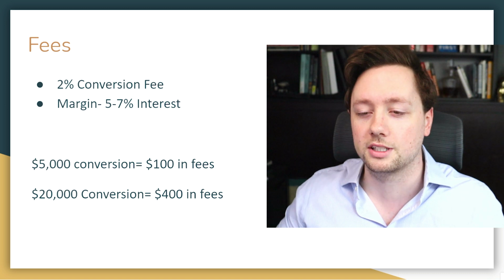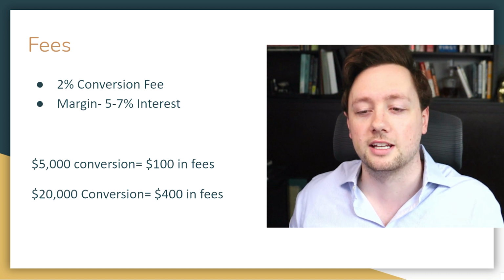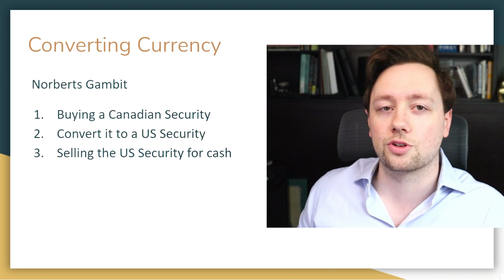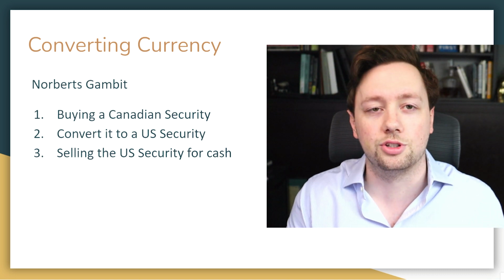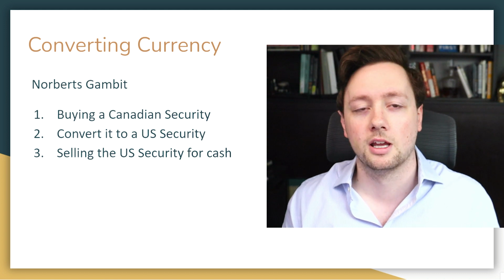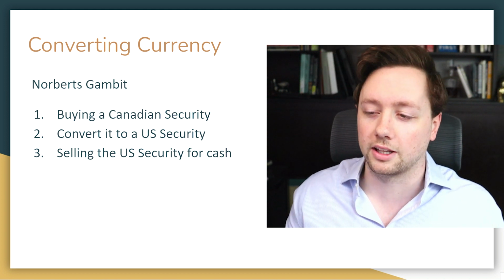And when you don't want to deal with that, that is when we use a different strategy. We use a strategy called Norbert's Gambit. It's a really simple strategy, but you do have to kind of understand what's happening. Now, if we break it down into 3 steps, I find that works best.